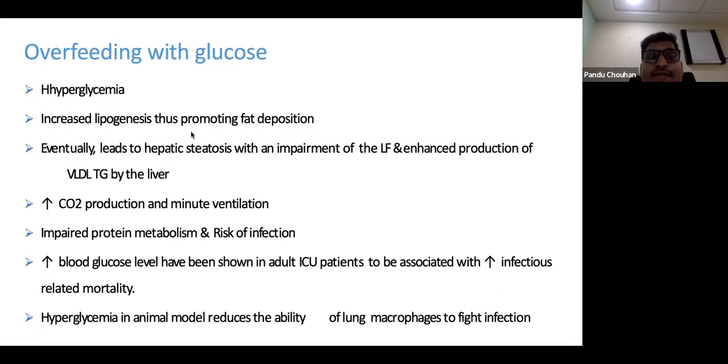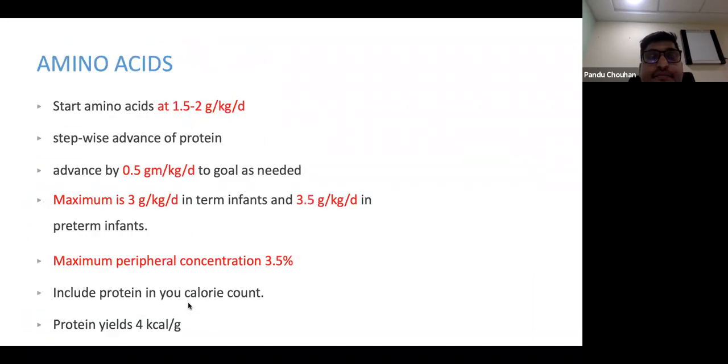Hyperglycemia can lead to increased lipogenesis and fat deposition, hepatic steatosis and hypertriglyceridemia, increased CO2 production and minute ventilation, impaired protein metabolism, and risk for infection. Increased blood glucose level is associated with increased infection and related mortality. Hyperglycemia is also associated with macrophage dysfunction in the lung, so there is a risk for pneumonias.